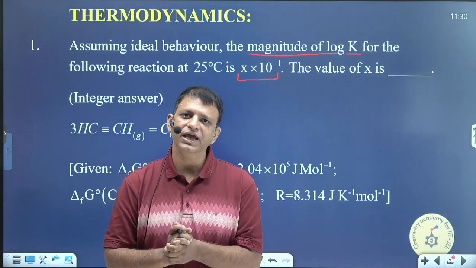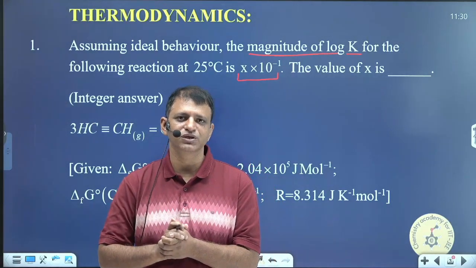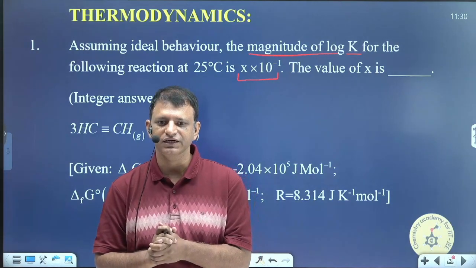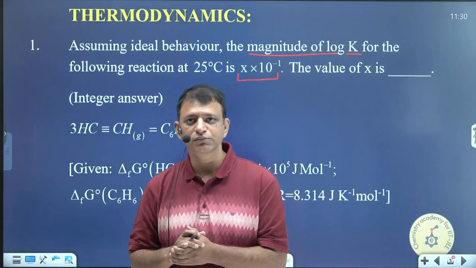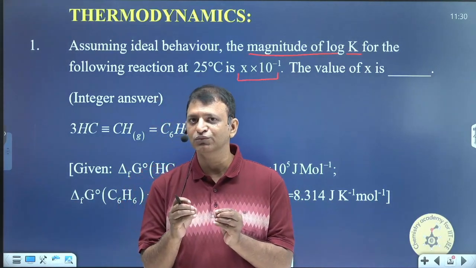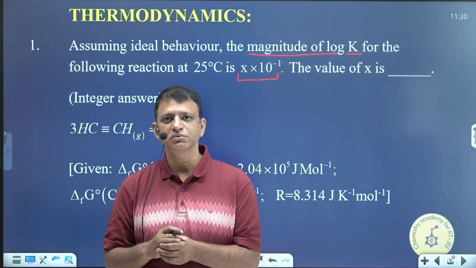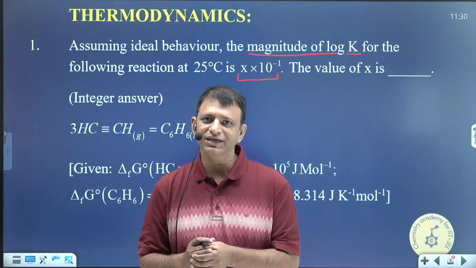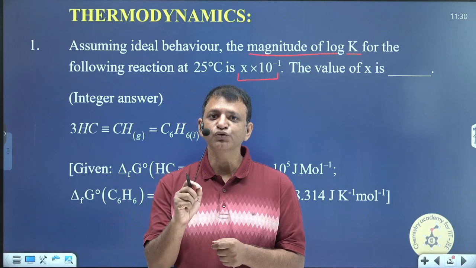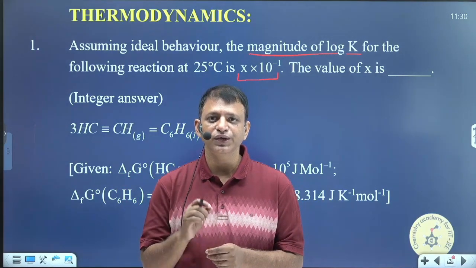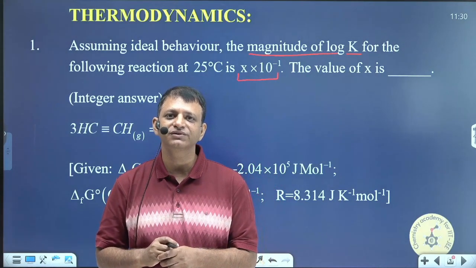Delta G naught of the reaction is equal to summation delta G naught formation of product minus summation delta G naught formation of reactant. And we know how to write the relation between delta G naught and equilibrium constant. Delta G naught is equal to minus 2.303 RT log equilibrium constant. When temperature is 298 Kelvin and when we are calculating the value in joule, the value of 2.303 into 8.314 into 298 is equal to 5709.